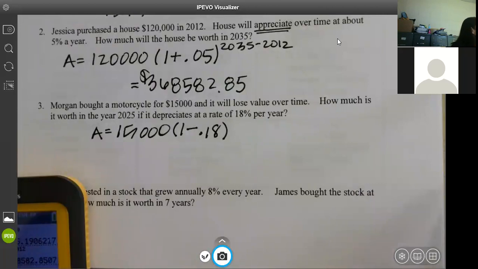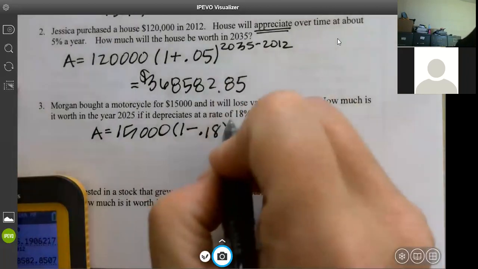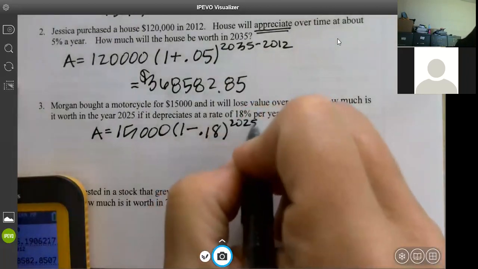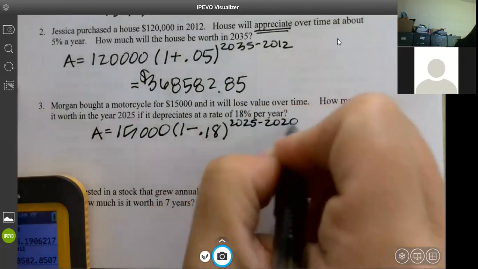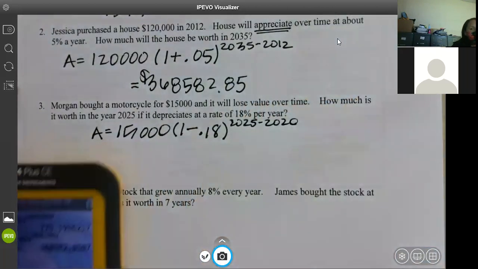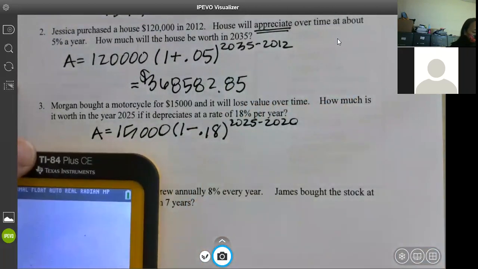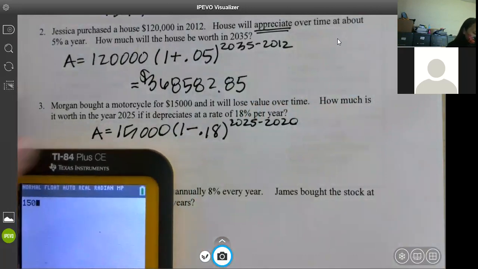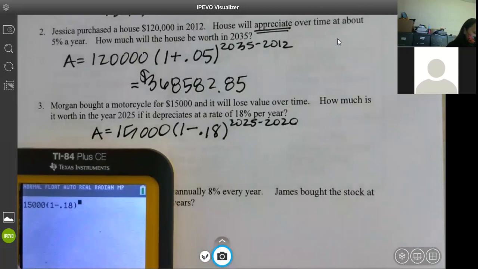You should always assume it's right now. So what year is it right now? Okay, so 2025 minus 2020. So again, if they don't put a year, just assume it's right now. 15,000, 1 minus 0.18 to the 2025 minus 2020.